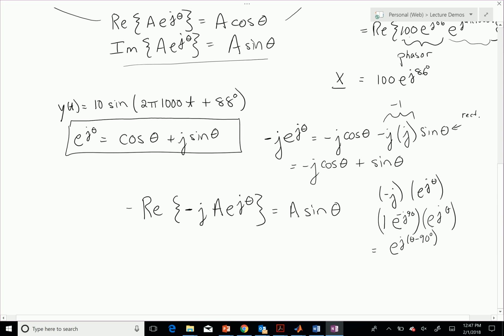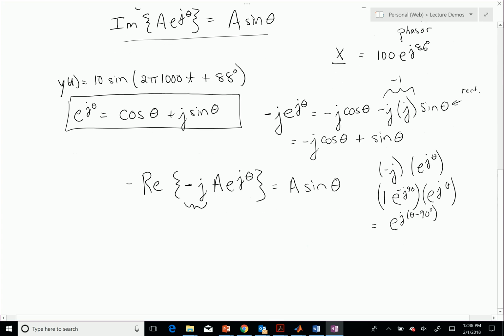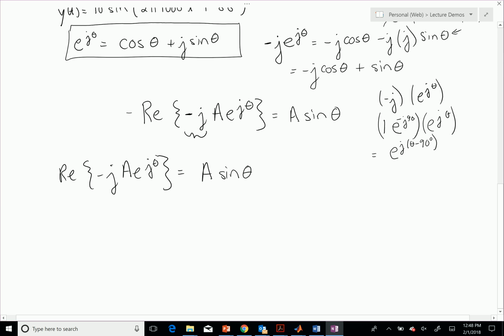All right. Essentially, what that means is when I multiply by minus j, it subtracts 90 degrees from the angle of theta, which essentially turns sine into cosine, if you look at the trig identities, right? So essentially, if I have a sine wave, I take the real part of minus j a e to the j theta, and I get from that a sine theta. Okay, so let me take a look at this. How do I approach this now?